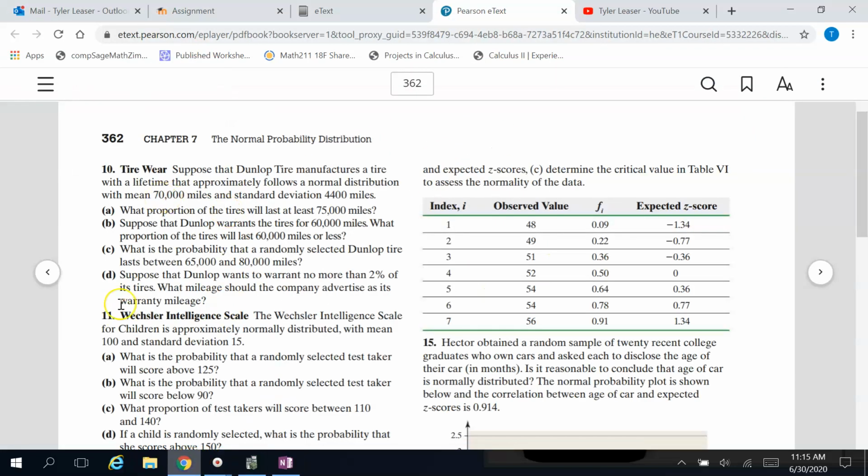All right, one more question for this one. D, suppose that Dunlop wants to warrant no more than 2% of its tires. What mileage should the company advise as its warranty mileage? So this kind of goes back to Part B a little bit. Remember with Part B, 60,000 was a little over 1%. Here we want to be at 2%.